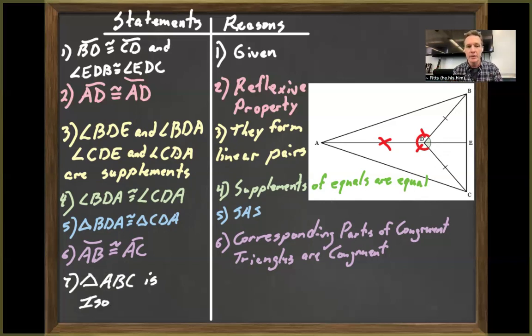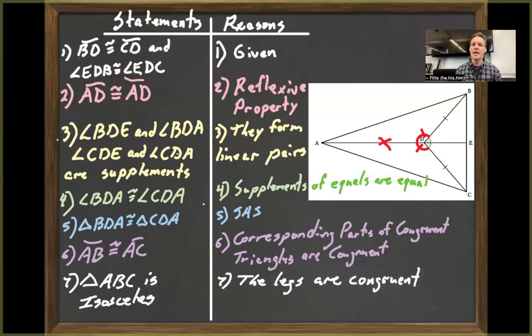Therefore, triangle ABC is isosceles because the legs are congruent. So this whole triangle is an isosceles triangle because these legs, which we just now proved, are congruent to each other.